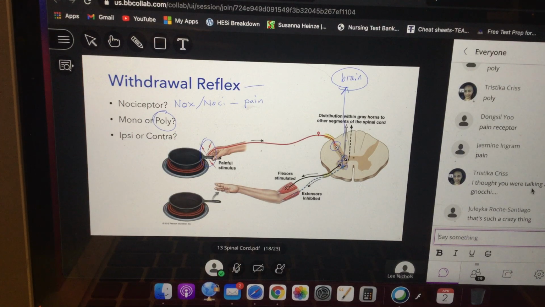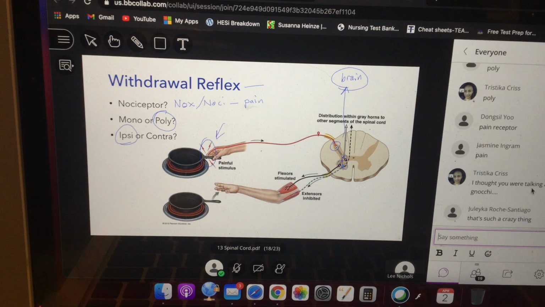And again, is it ipsilateral or contralateral? Well, of course it's ipsilateral. I don't want to burn my right hand and have my left hand move. The hand that's burnt moves. If I step on a tack with my bare foot, that one's coming up here in a second. It's called a crossed extensor. I need to be able to lift my foot out of the way of the painful stimulus. Okay?